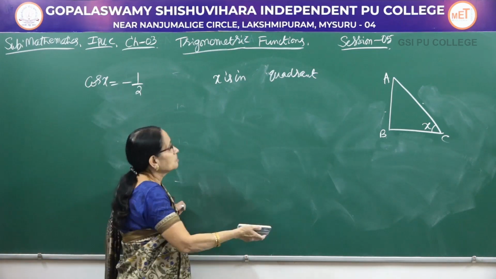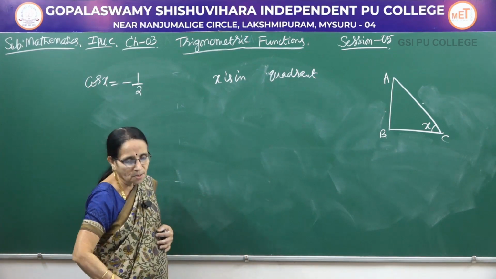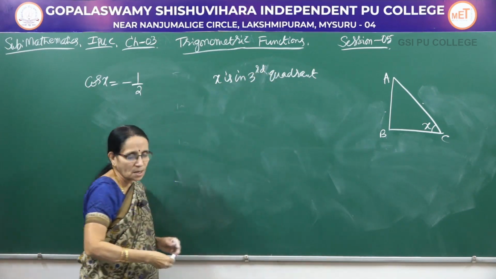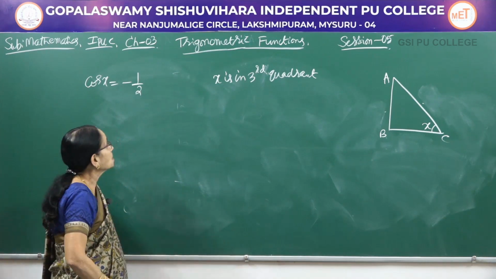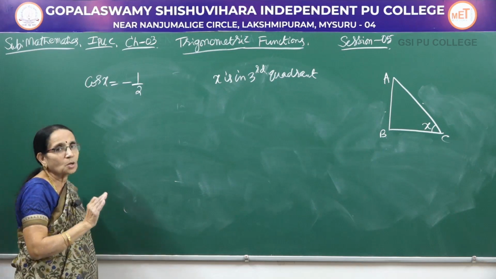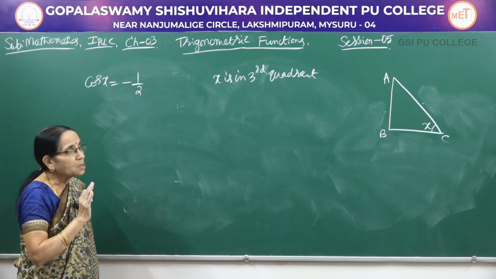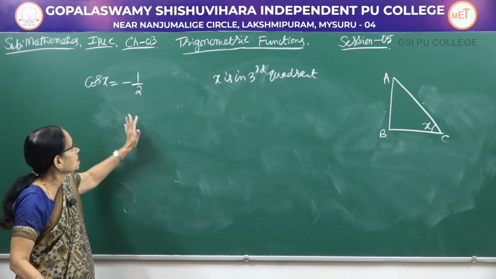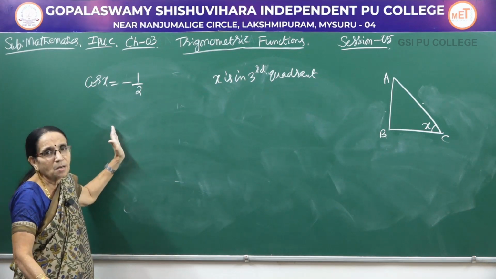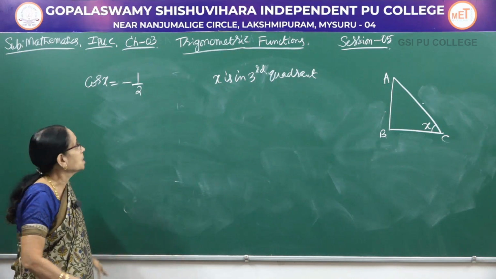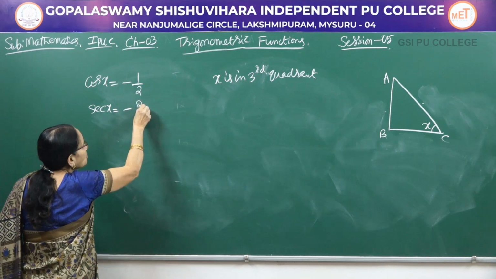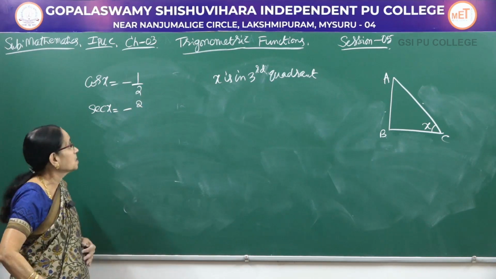Cos x is equal to minus half, and x lies in the third quadrant. Now, again third quadrant means you know that only tan and cot are positive, the remaining are negative. Okay. So, here cos, secant, sin, cosecant, all of them are negative. So, immediately you can write secant x equal to minus 2 by 1 or minus 2.